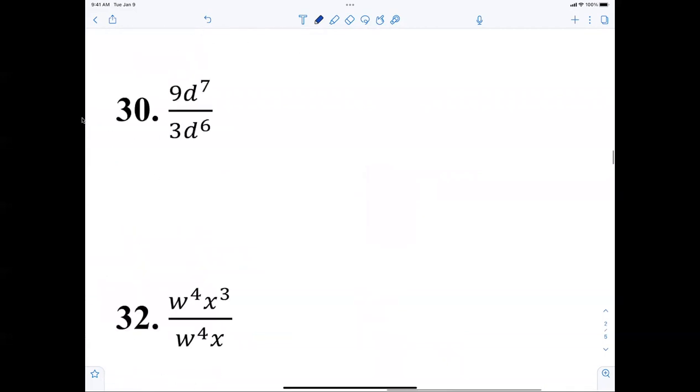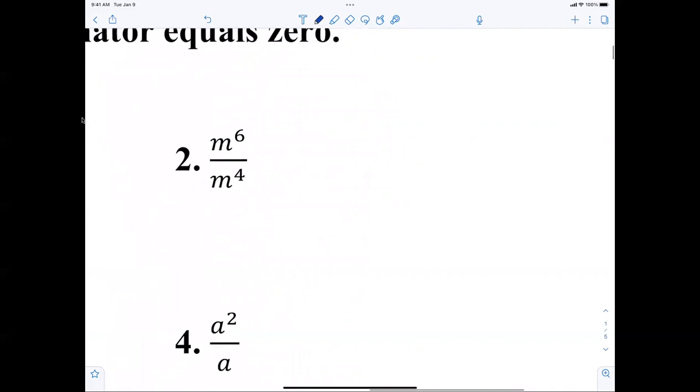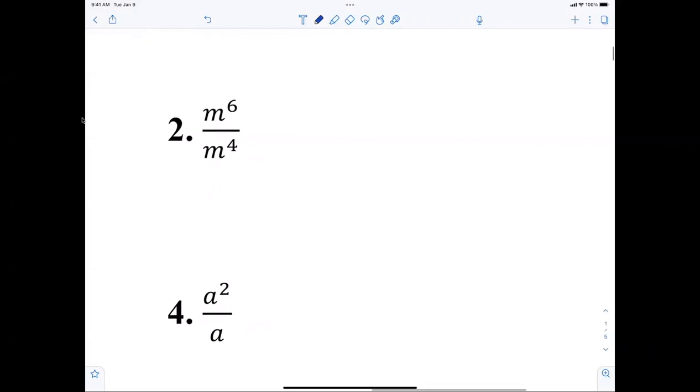So here we go. Let's jump to number 2. m to the 6th over m to the 4th. London, tell me, what are you thinking? M to the 2nd. That is correct. We're just subtracting 6 minus 4. We're going to get to all the examples.